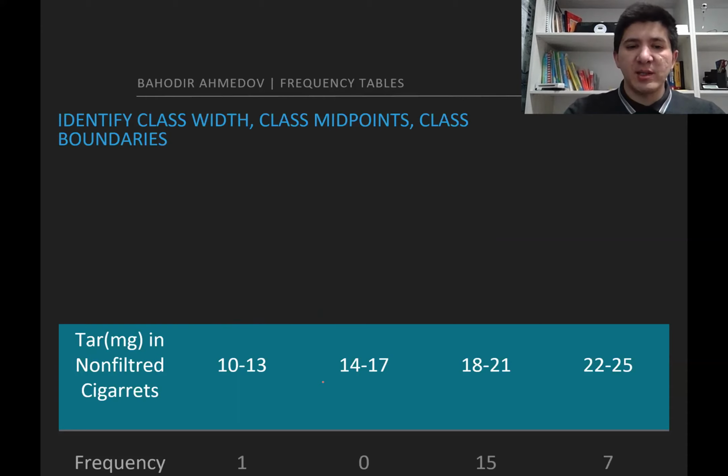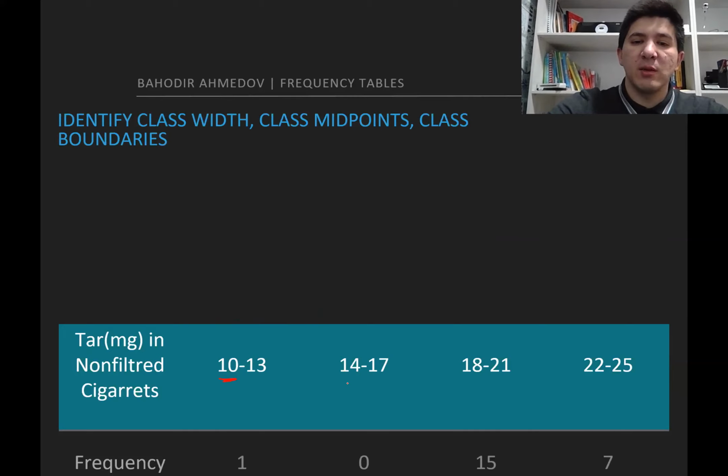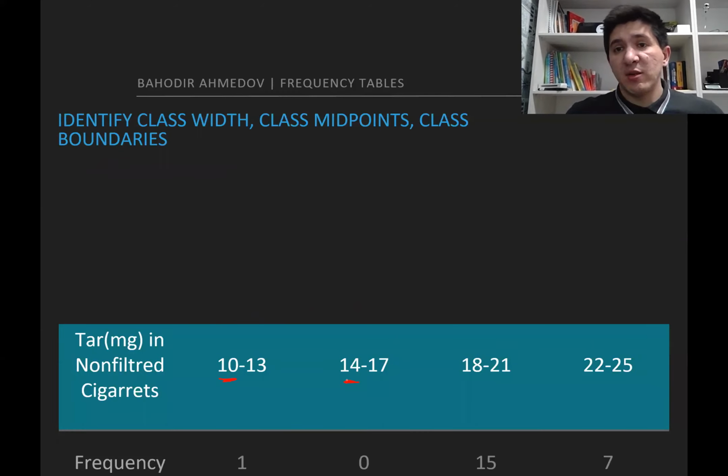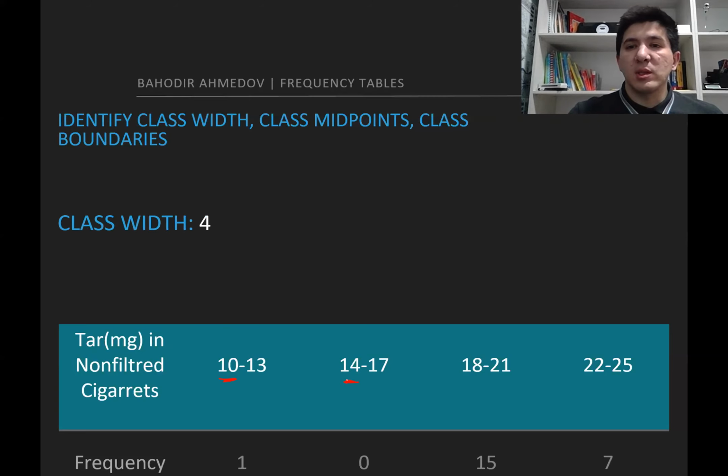For example, I've got this table and I would like to calculate the class widths, class midpoints, and class boundaries for this table. So in order to find the class widths, I need to take any two consecutive classes. I need to choose their lower class limits, and I need to find their difference. So in this case, the difference is equal to 4, right? So the class width is equal to 4.